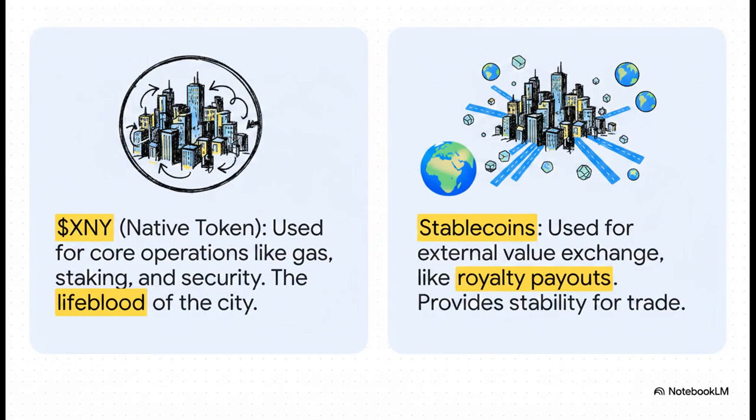Well, the city actually uses two different currencies. First, there's the native token XNY. That's like the local currency, you know? It's what you use for all the day-to-day stuff inside the city, paying fees, staking, governance. But for trading with the outside world, like paying out royalties, it uses stablecoins. That's more like using a global currency, like the US dollar, to make sure commerce is stable and predictable.